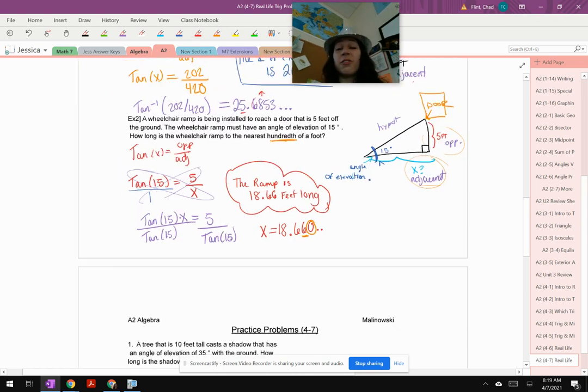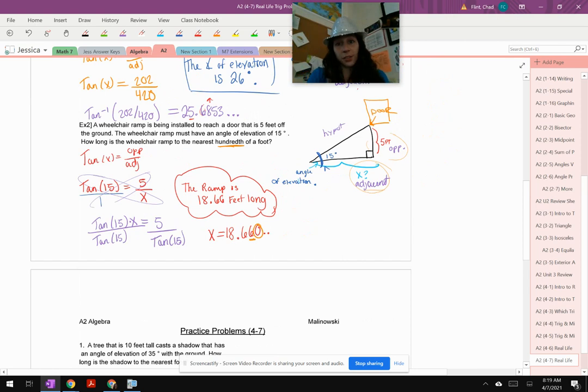So again, the only difference between what we've been doing and what you're doing here now is that you're not given a picture and you're going to have to draw one yourself.